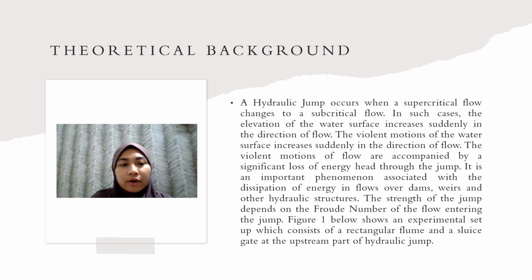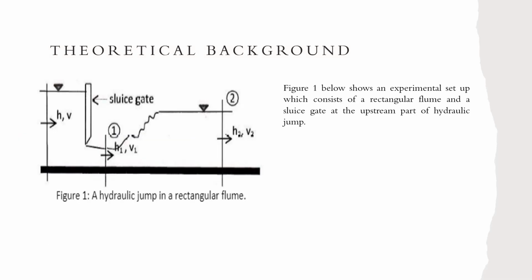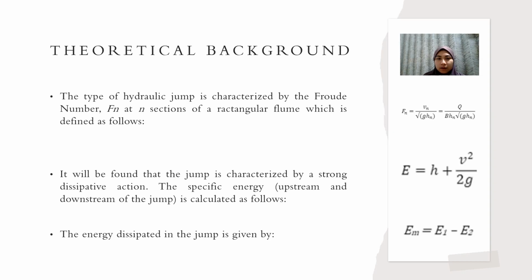Okay, hydraulic jump happens when supercritical flow changes to a subcritical flow. The violent motion of water and elevation of the water surface increases suddenly, then the strength of the jump depends on the Froude number of the flow entering the jump. Okay, the next slide is about all the formulas that we use to calculate the result from the experiment, like Froude number, specific energy, and power loss.